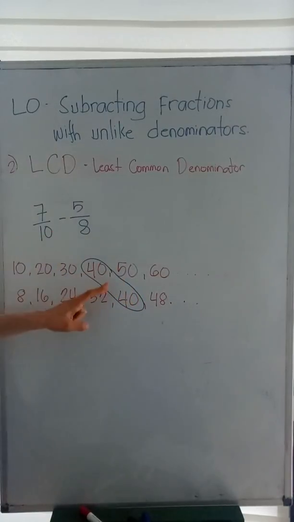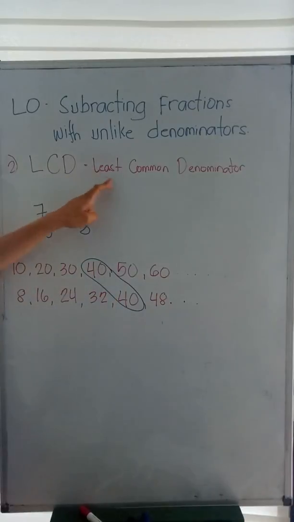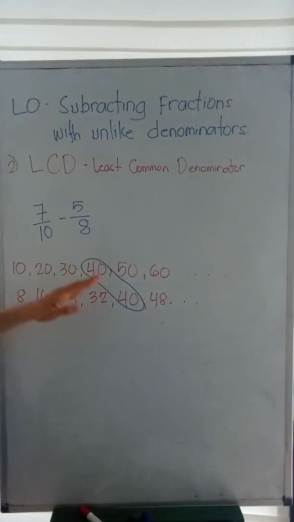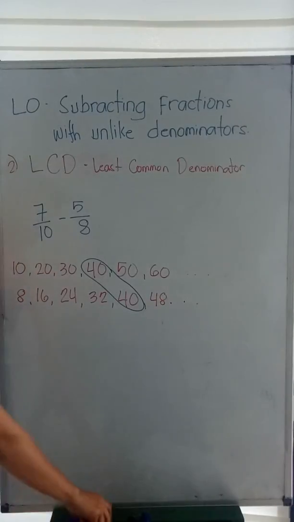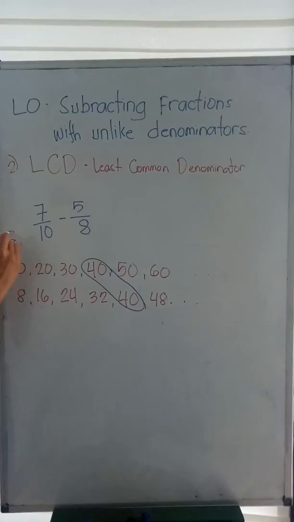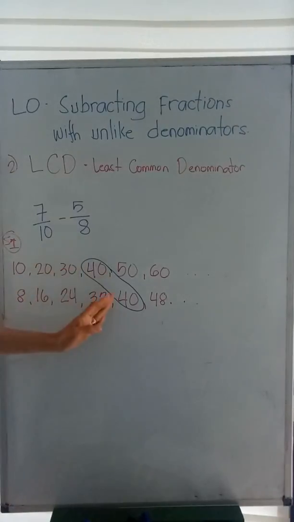So they have the common 40. So that's what we call least common denominator. That's the least number that they have in common. Therefore, we are going to use 40 for our denominator. Okay? So this is step 1, looking for the least common denominator. So this is 40 now. We got 40 as our denominator.